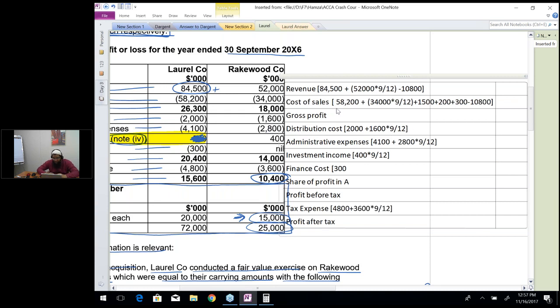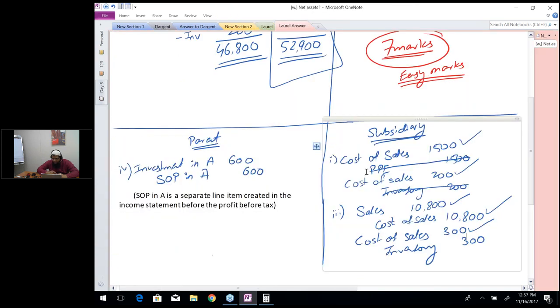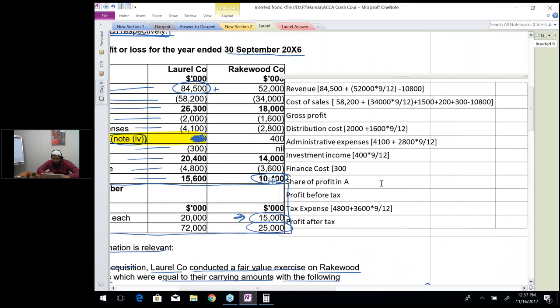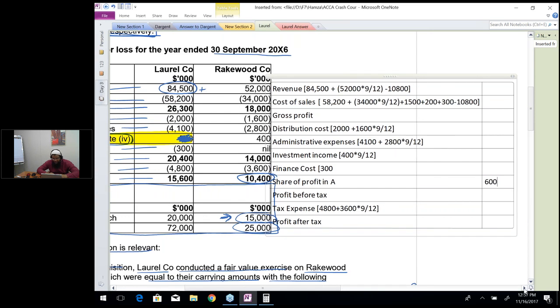So let's see if we have incorporated all of the adjustments. So cost of sales done, inventory is something not relevant. So now investment in associate not relevant. Share of profit in associate is 600. So we have written 600 with this. So now we have to simply calculate the value.